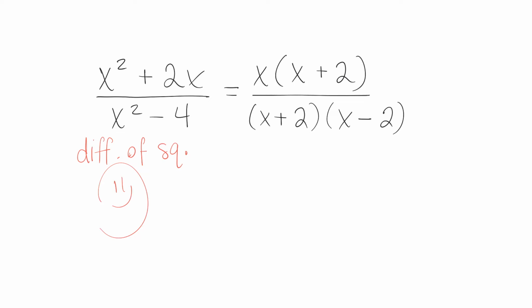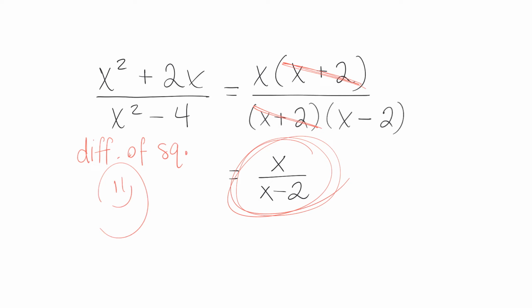And now, look and see if you have matching brackets. You do? You can cancel those out. You're left with x over x minus 2. I want to point this out one more time. The x here and the x in the denominator cannot be canceled. You cannot cancel these. They're not in brackets. This x has a subtraction with it. They cannot be canceled. So this is your final answer.